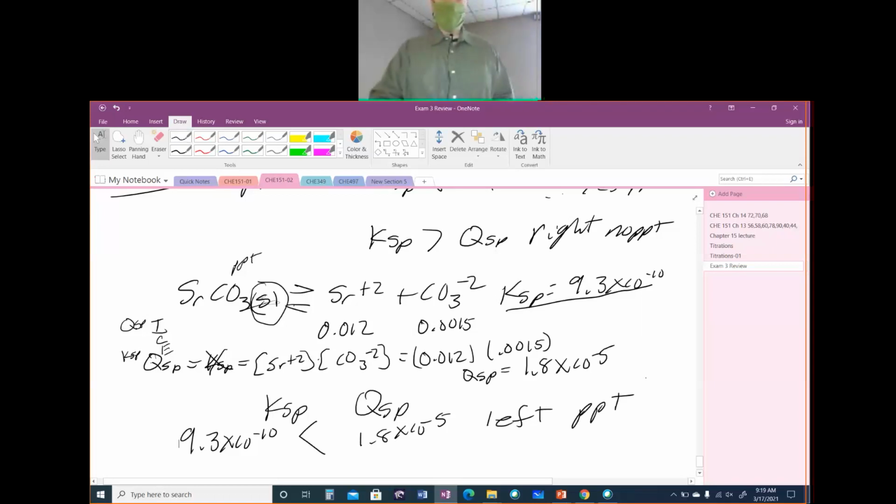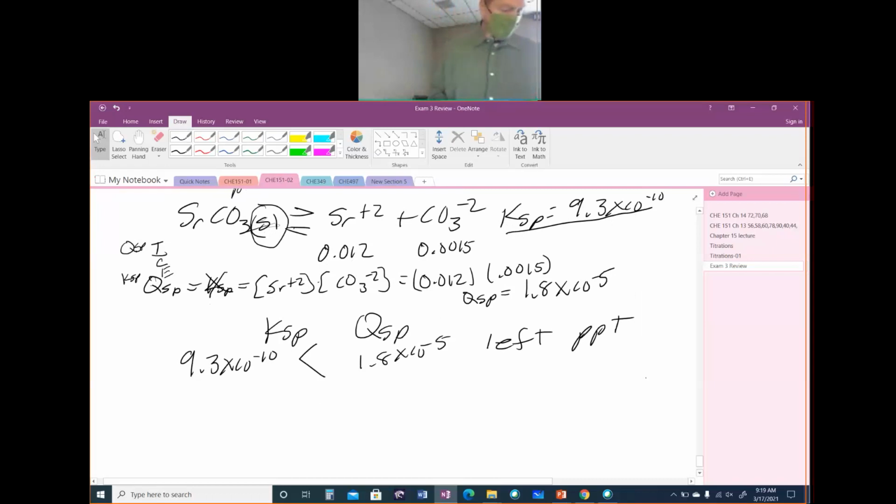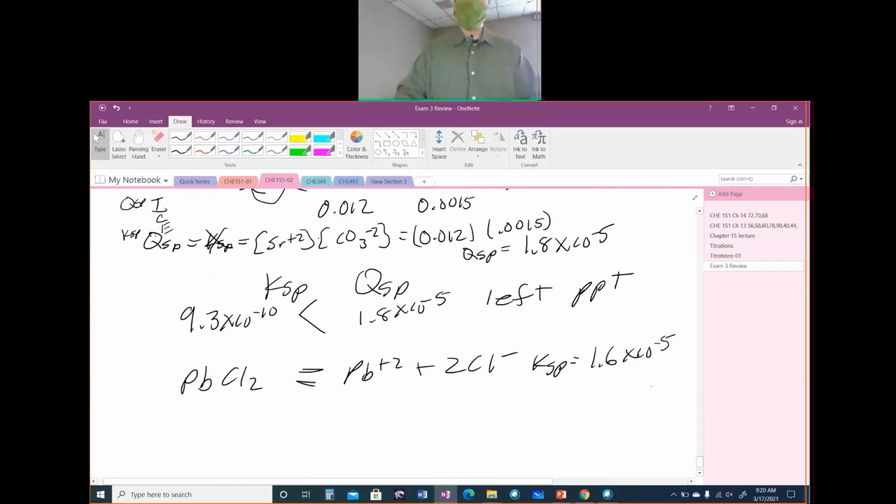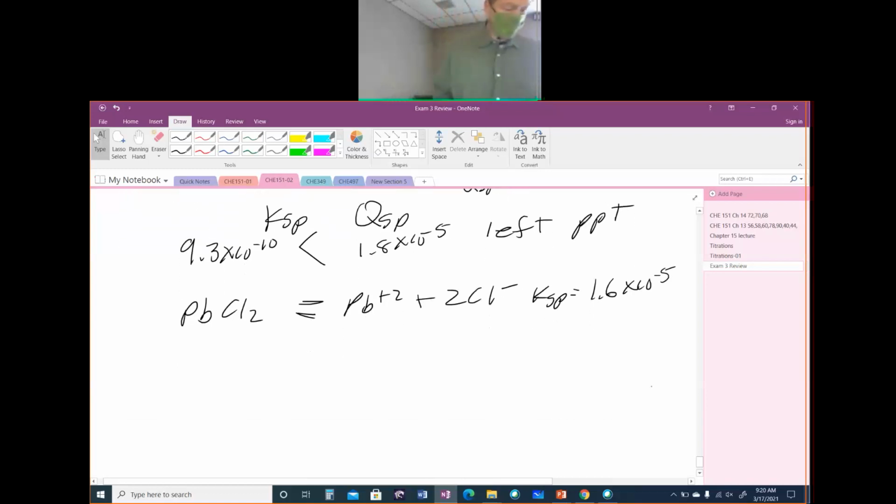All right, we do the exact same thing for part B. This time we are doing lead chloride, so this time it is PbCl2. And so we're going to Pb plus 2 plus 2Cl minus. And again, you go to a table, look up the KSP, and you will find that to be 1.6 times 10 to the minus 5. All right, so now they gave us initial concentrations. The initial concentration of lead is 0.0048.